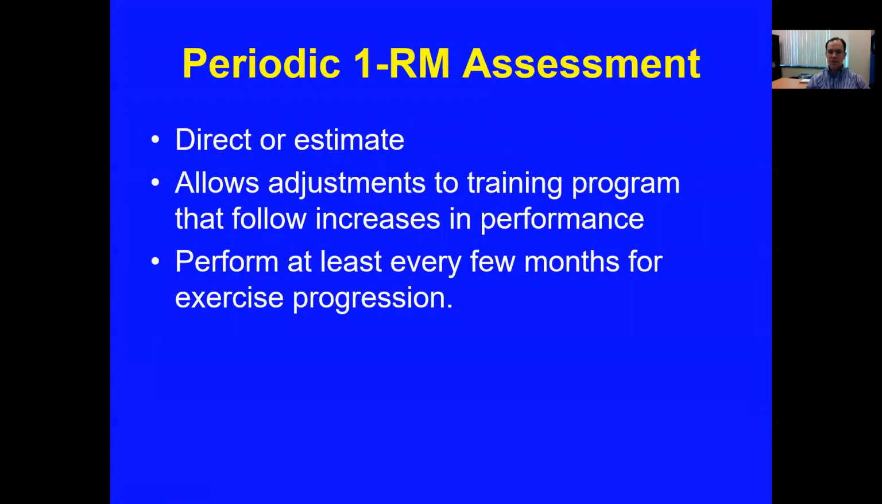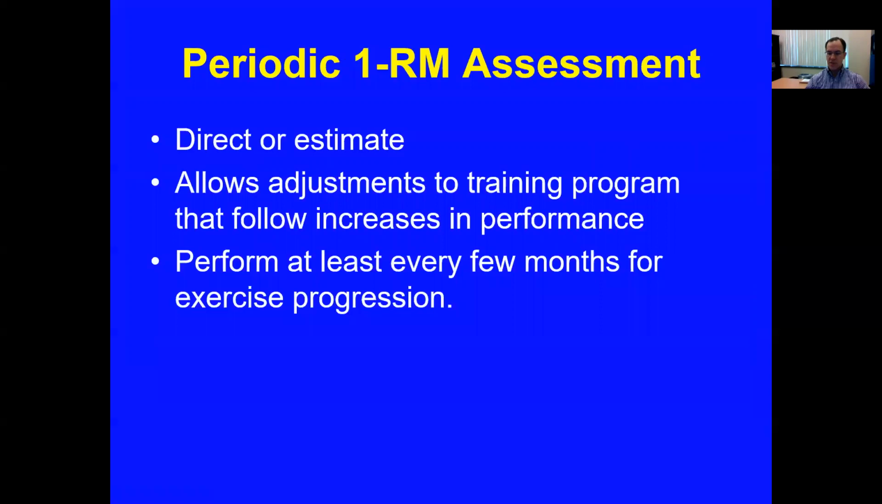One thing to keep in mind is that you should do the 1 RM periodically, maybe every few months would be advisable to help with adjusting the person's exercise prescription. Maybe every 2 months you want to test their 1 RM to make any adjustments that might be needed.